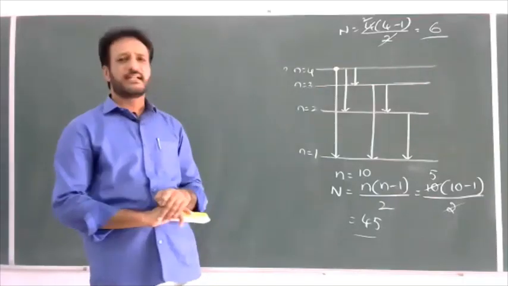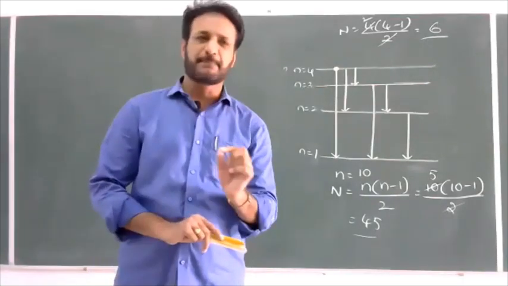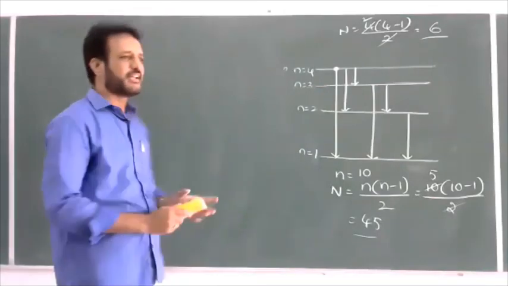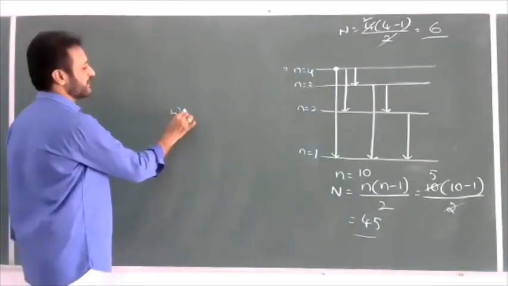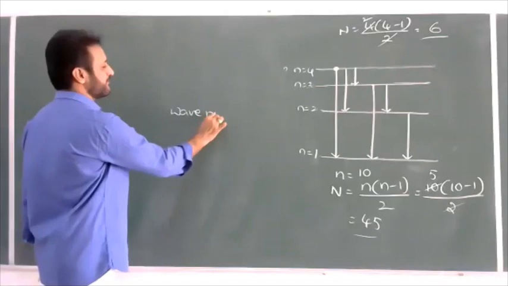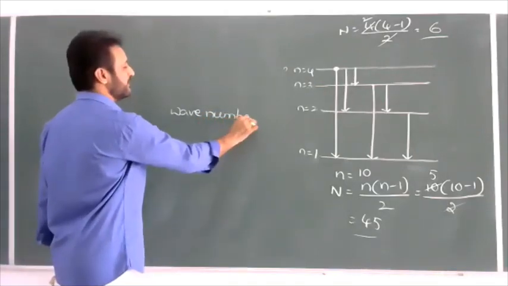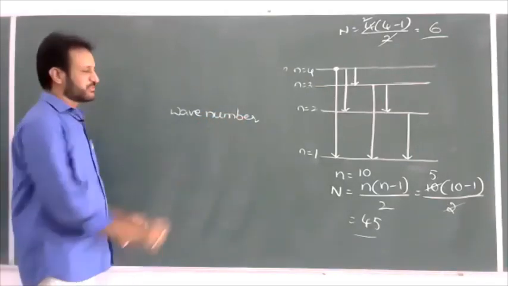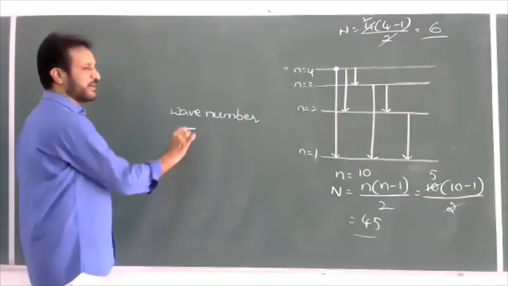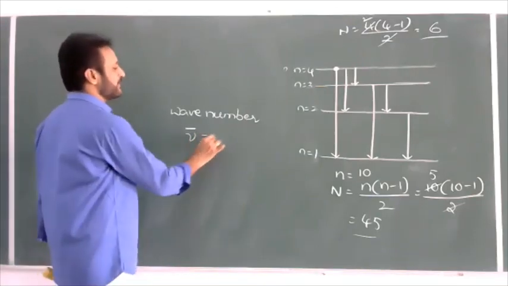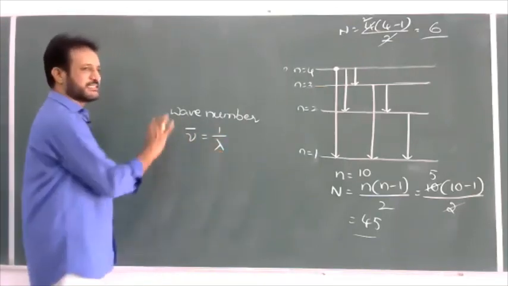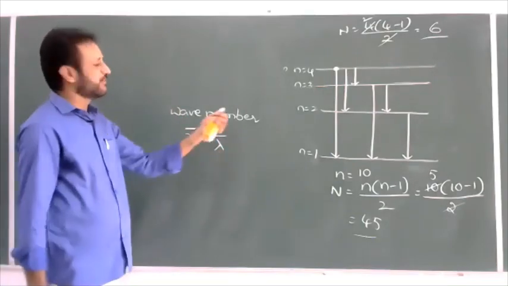The number of spectral lines present per unit length can be called simply wave number. We can denote it with the symbol nu bar. The reciprocal of the wavelength is equal to the wave number. The next derivation will go for this one.